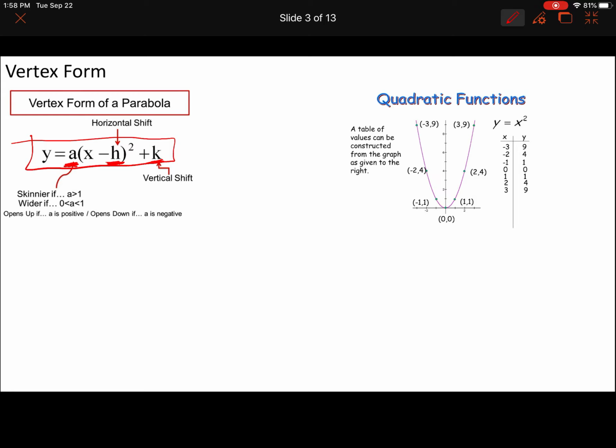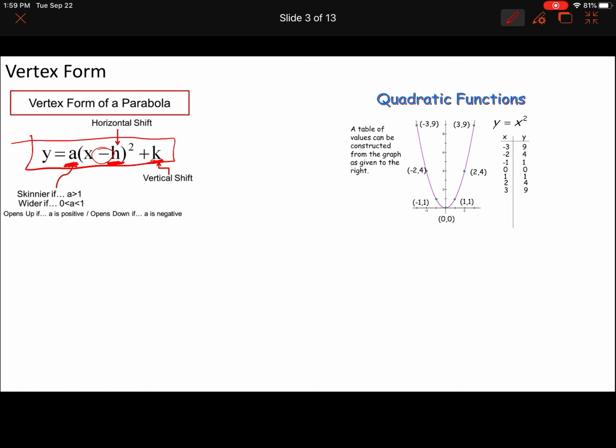And then we have H, which sometimes is the hardest one to identify because there's a minus sign there, but H is only the number that comes after the minus sign. So H is not included in the minus sign. And that tells us if it's been shifted right or left. And then K is our vertical shift, where it's shifted up or down.